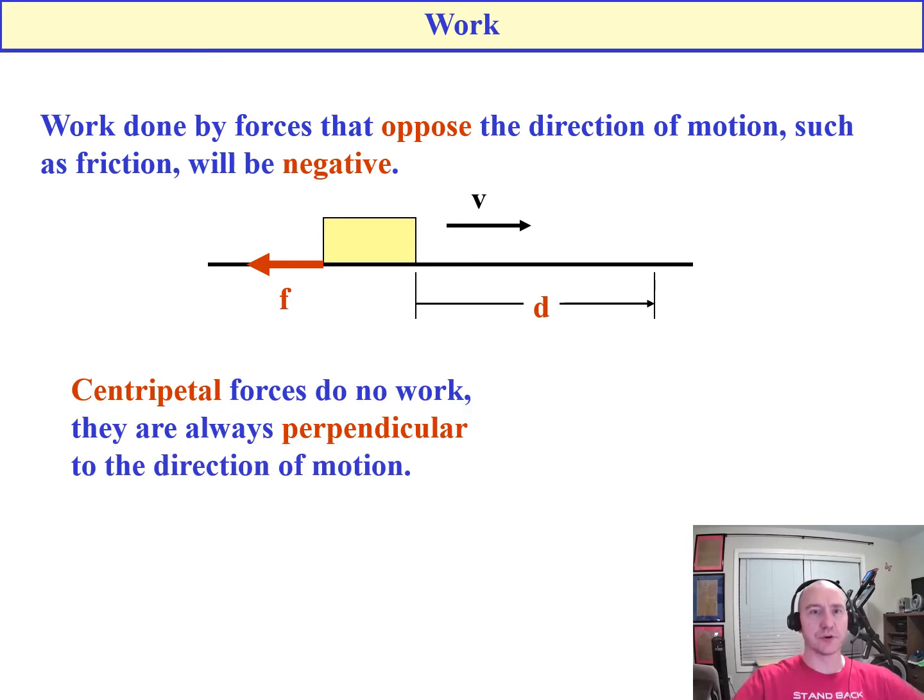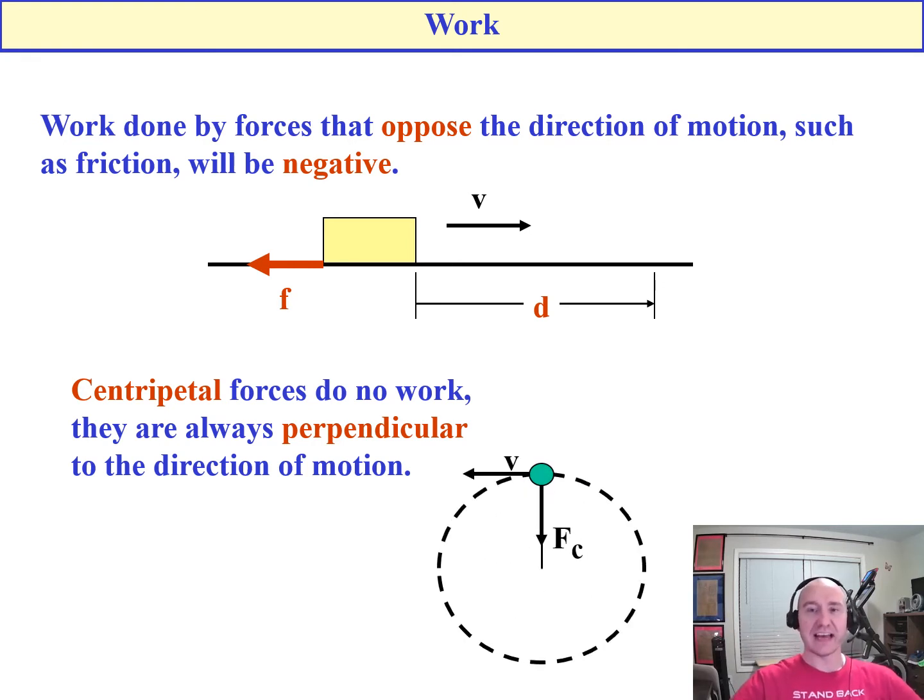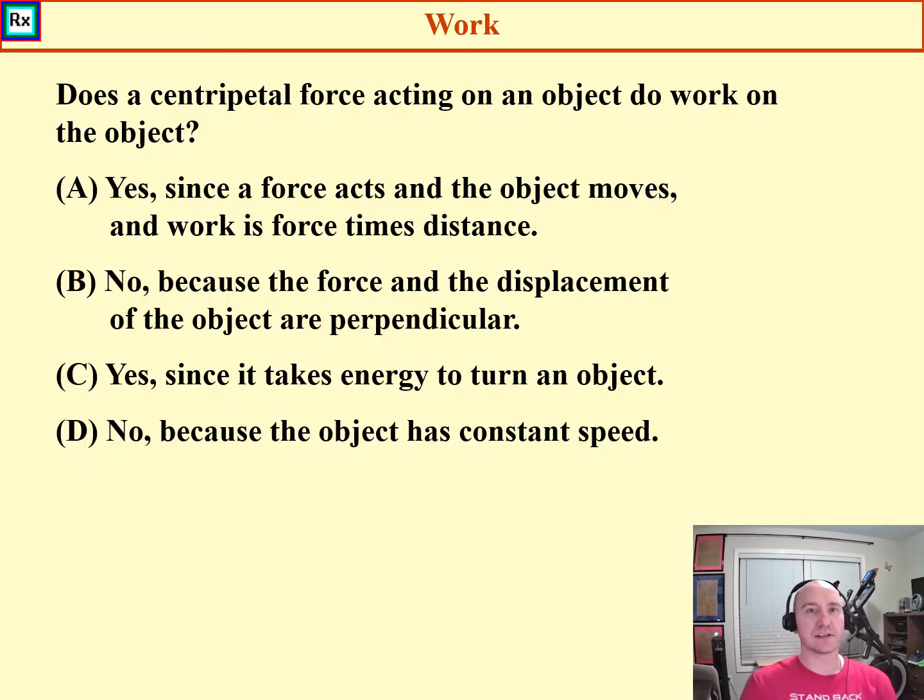All right, so centripetal forces never do work. That's because centripetal forces are always perpendicular to the distance. So as the object goes around in a circle, the distance that it travels is going to be perpendicular to the centripetal force. So the force and the distance are actually going to be perpendicular to each other the whole time. All right, so does a centripetal force acting on an object do work?